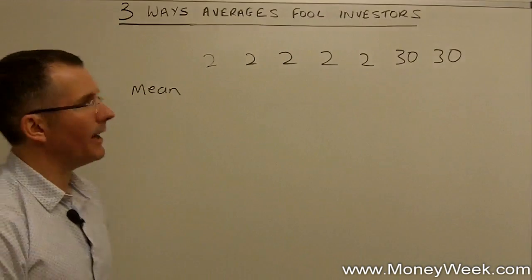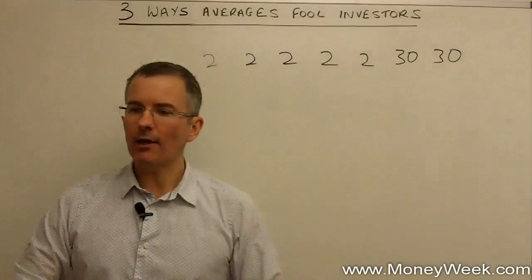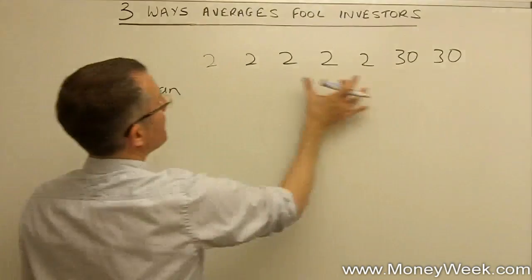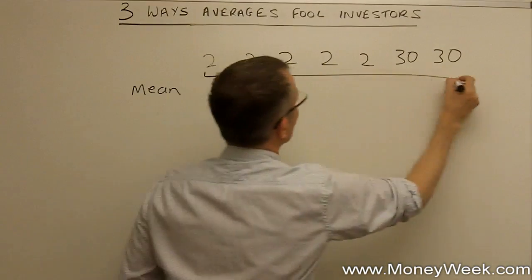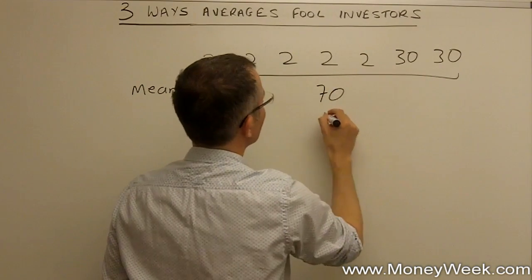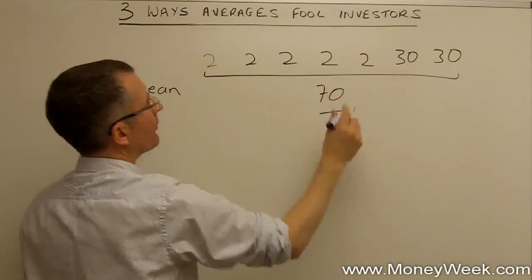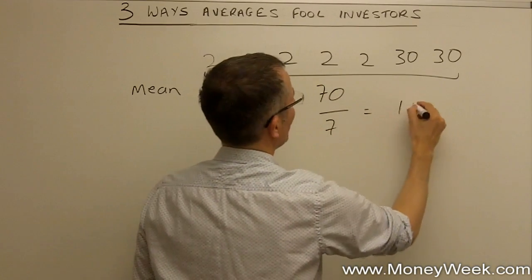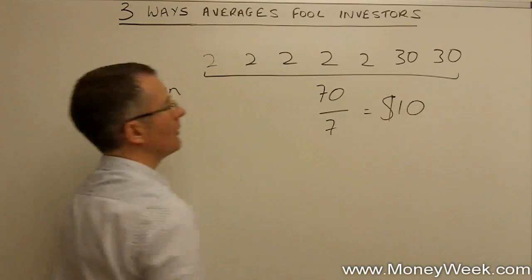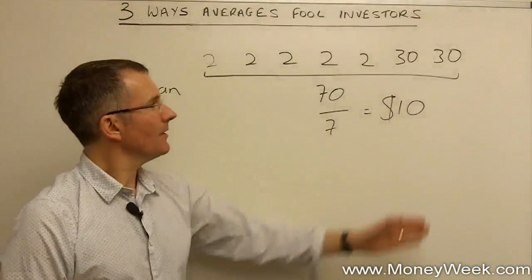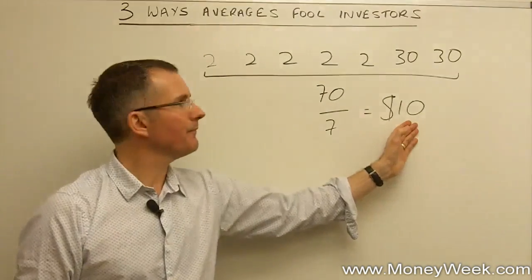Alright, so I think, okay, let's do that average thing using a mean again. So let's add them all up. So that's 60 plus 10, which is 70. And then let's divide by the number of readings in the sample, which is 7. So the answer is, for argument's sake, $10. Okay, that's arithmetically correct. But how useful is that?